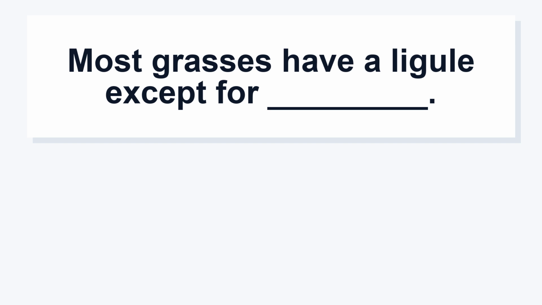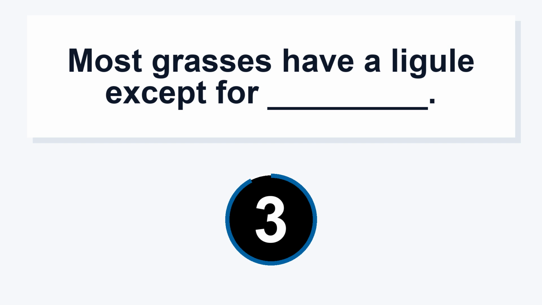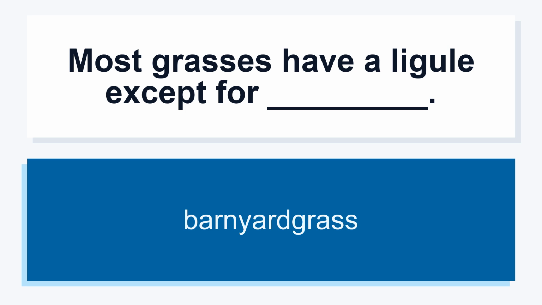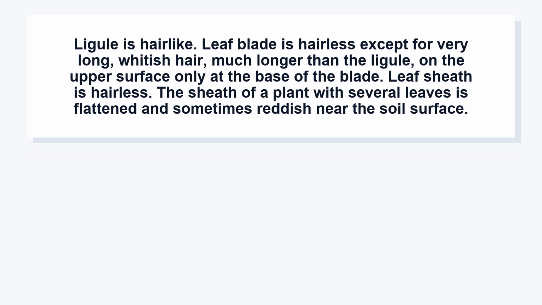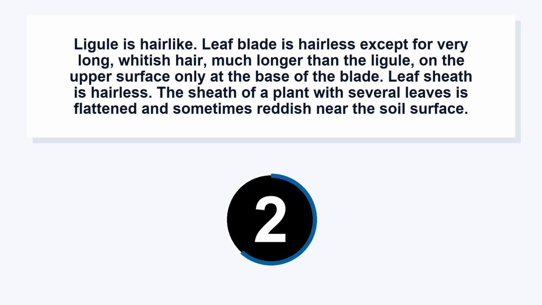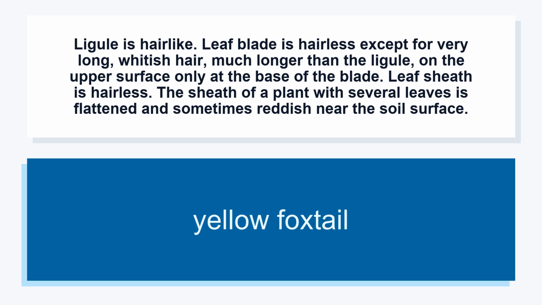Most grasses have a ligule except for ______. Barnyard grass. Ligule is hair-like. Leaf blade is hairless except for very long, whitish hair, much longer than the ligule, on the upper surface only at the base of the blade. Leaf sheath is hairless. The sheath of a plant with several leaves is flattened and sometimes reddish near the soil surface. Yellow foxtail.